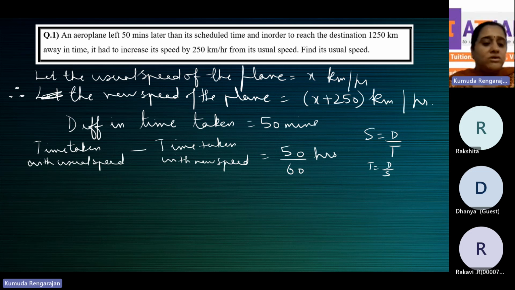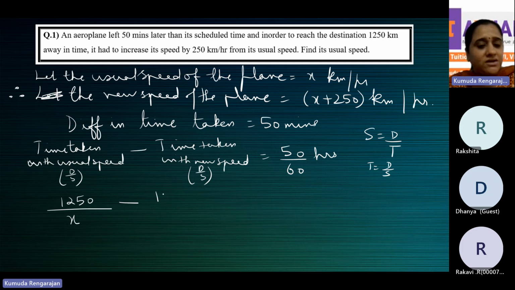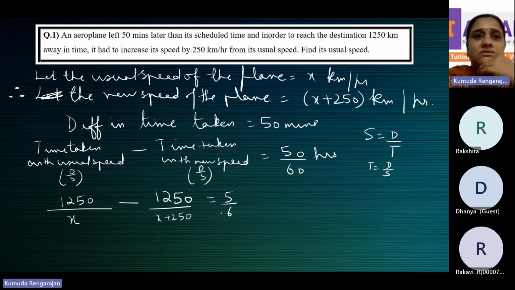Now time is distance by speed. What's the distance? 1,250 kilometers. By speed, what's the usual speed? x. Minus 1,250 divided by the new speed, x plus 250, is equal to 5 by 6. That's all. You constructed the equation. Now we are good to go. Yes or no?